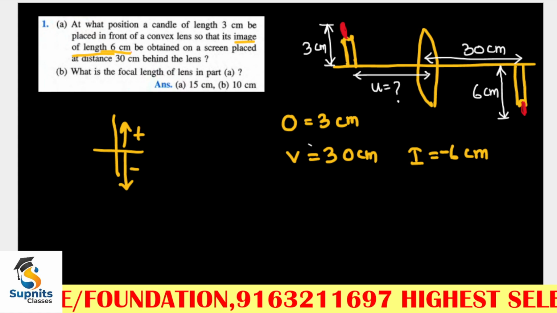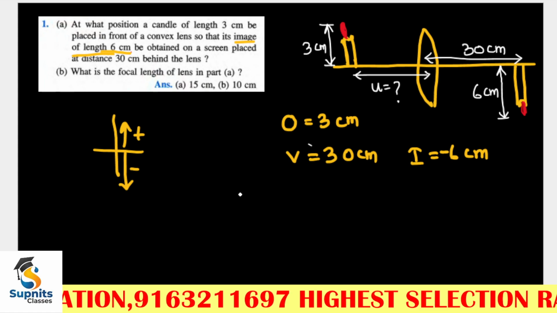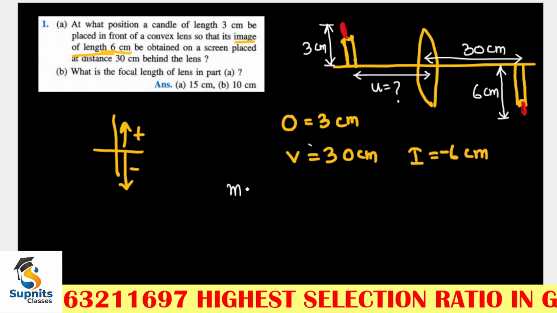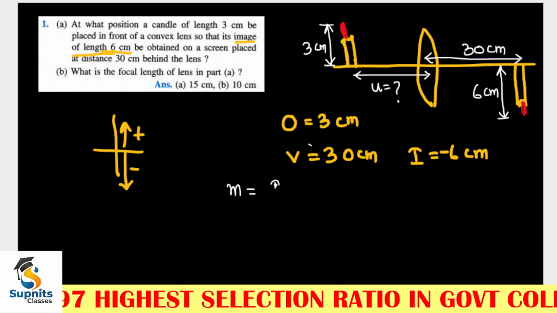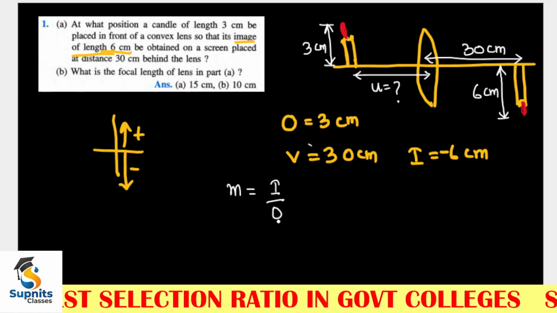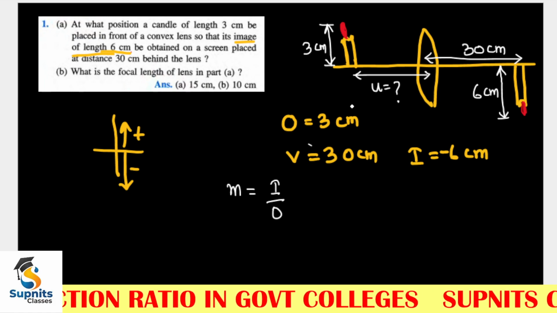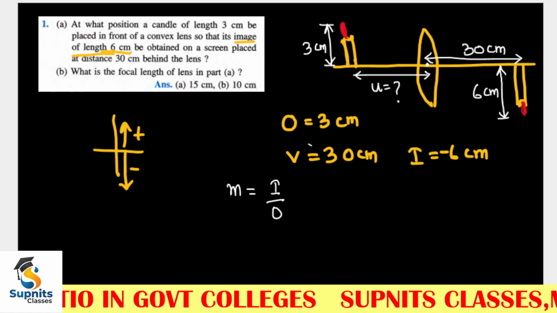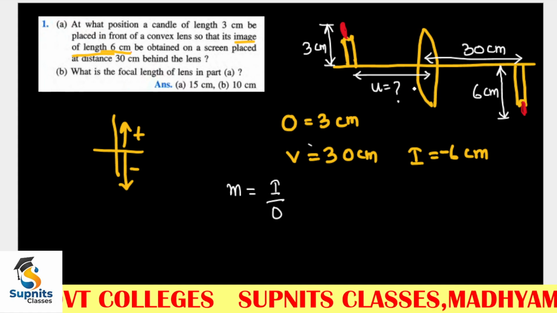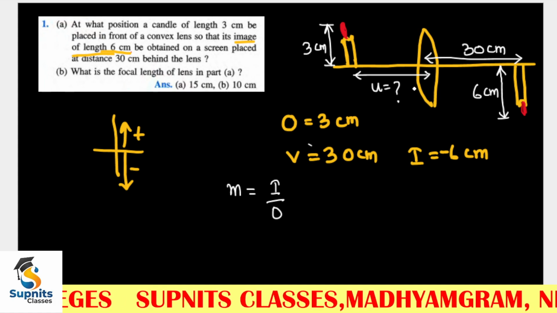So what is the magnification? Now I am calculating the magnification. Magnification m is equal to v by u. Why am I calculating magnification? Because the focal length is not given, neither do you have u. So using the lens formula will not give you any answer.